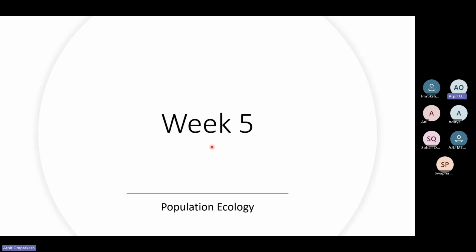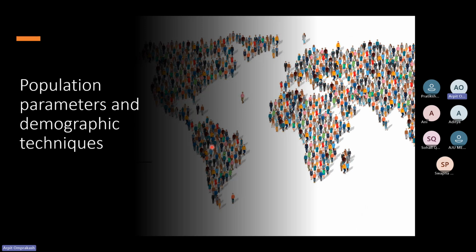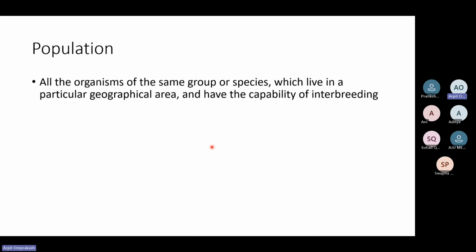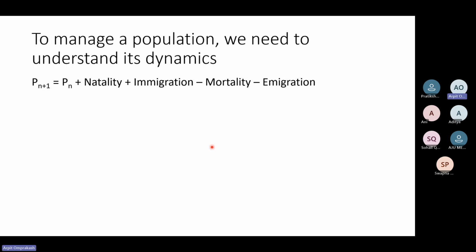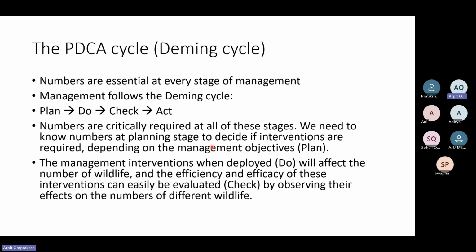In week 5, we talked about population ecology, where we talked about population parameters and demographic techniques. Population, as we talked about, is the same group of species living in a particular geographical area. Then we talked about how populations change. We talked about natality, which is birth, mortality, which is death, immigration and emigration.